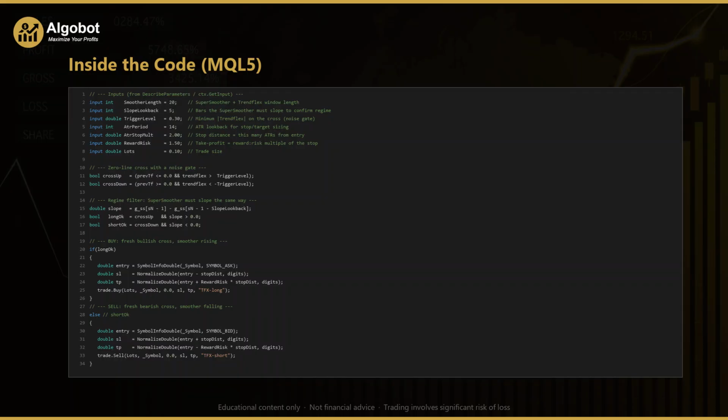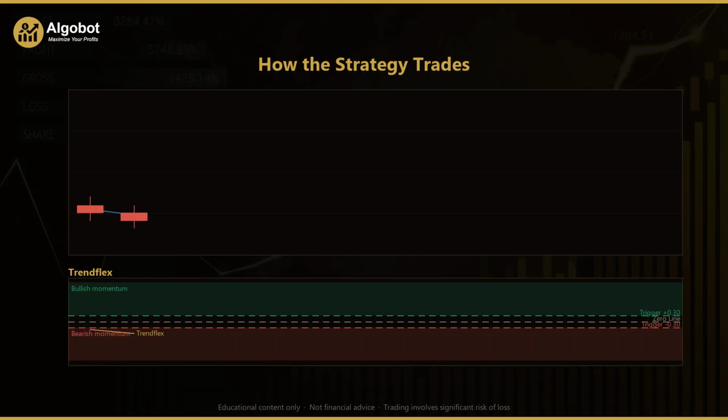The sell block is the exact mirror. When short OK is true, the entry is the bid price. The stop loss sits one stop distance above entry. The take profit sits the reward to risk multiple below, and trade.sell places the order. Notice both sides share identical structure, just flipped. That's the symmetric long and short design in code. Let's bring this to life on the chart.